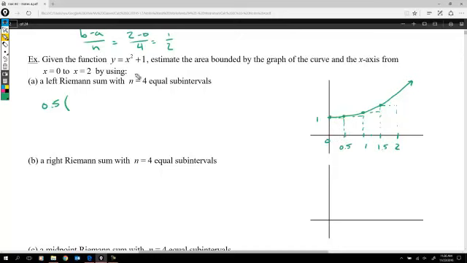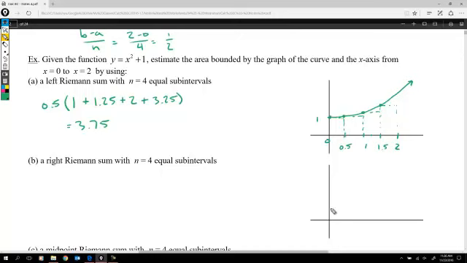Alright, so the first one is obviously 1. My y-intercept is 1. And then if I plug 0.5 in, I get 1.25. If I plug 1 in, I just get 2. And if I plug 1.5 in, I get 3.25. You add all that stuff together, you get 3.75.